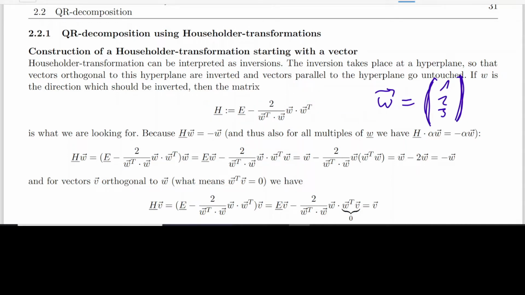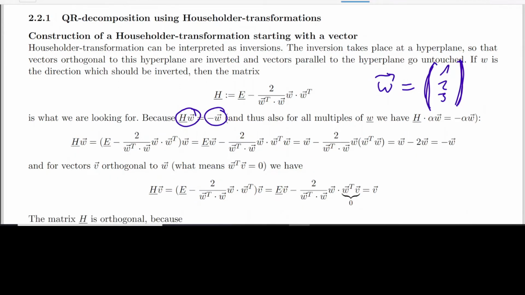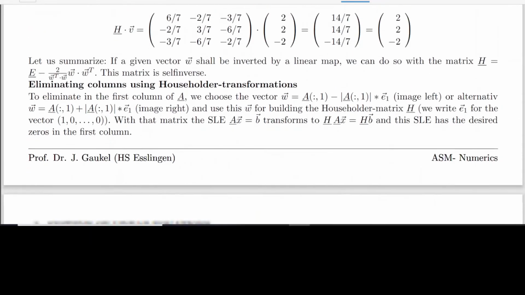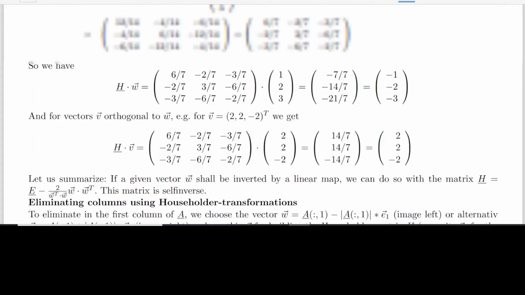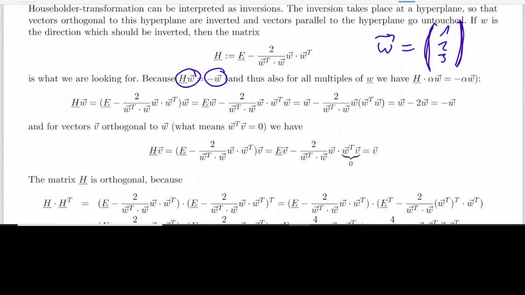Okay, we will see an example later, but now we want to analyze some properties, and one of the most important properties is this one. If we multiply this matrix H by omega, then we get minus omega. Why do we need that? We want this vector to become that vector.